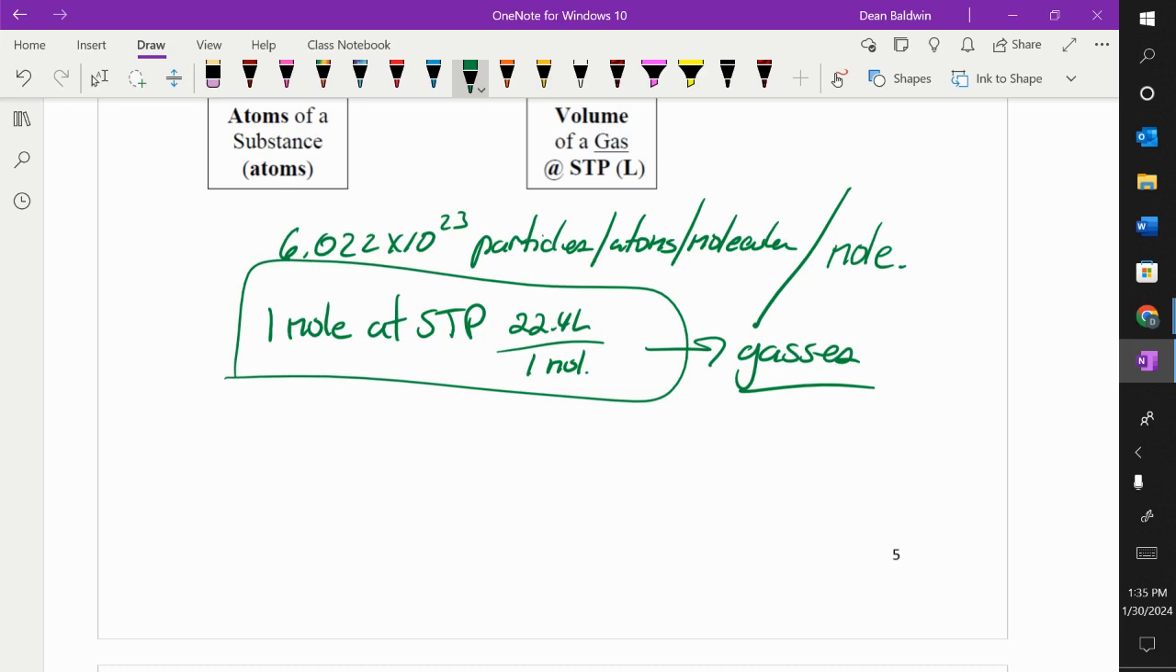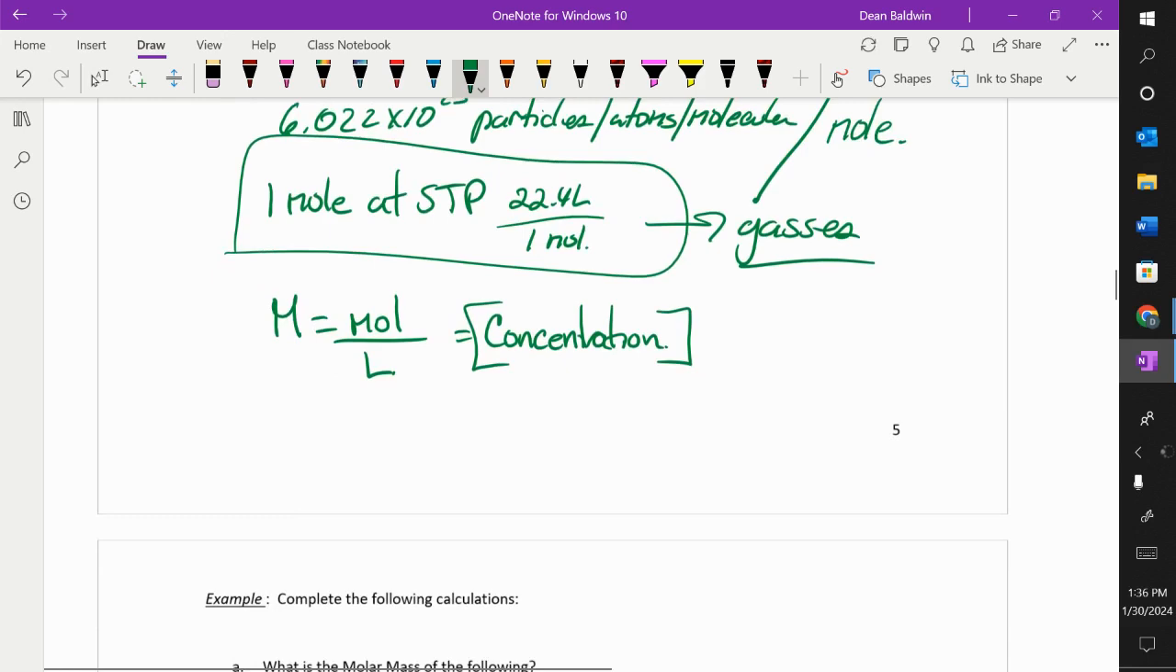And then the other formula that has to do with the mole is this. What does capital M mean? Molarity. Molarity is moles per liter, also known as concentration. And you represent concentration with square brackets. So this is where the math comes in, that may be a good thing or a bad thing. I'm not sure.